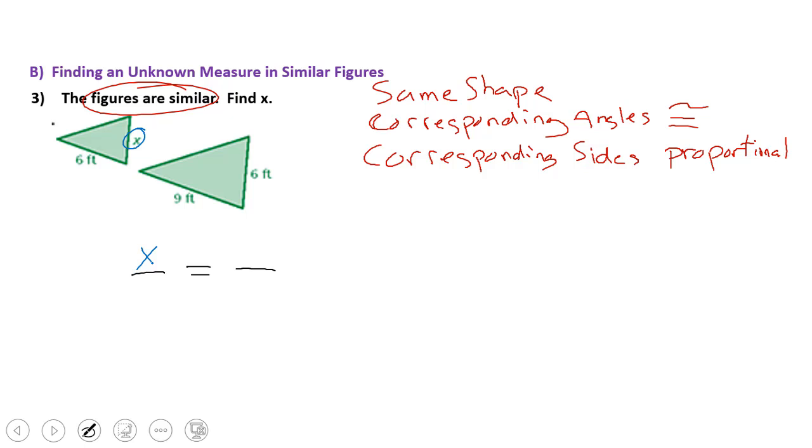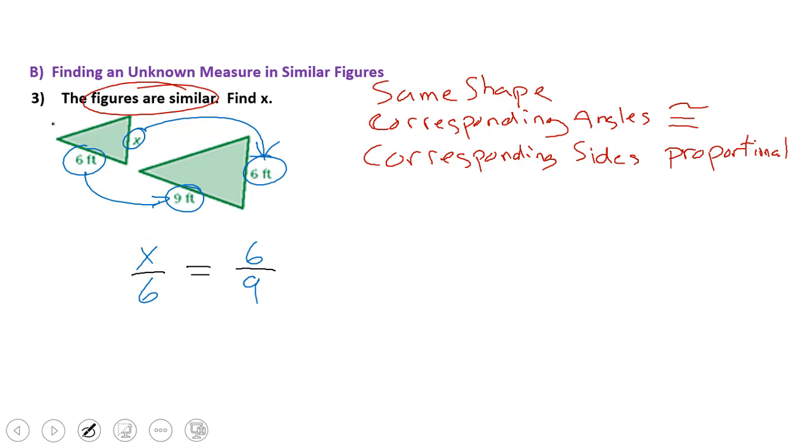So I am going to actually go corresponding side to corresponding side, and they look like the orientation is the same. So again, I mark my text and I'm going x to 6, and I'm going to say that that is equal to 6 to 9. Okay? So I'm going this way, so 6 over 9.